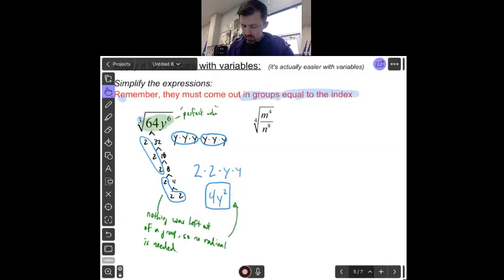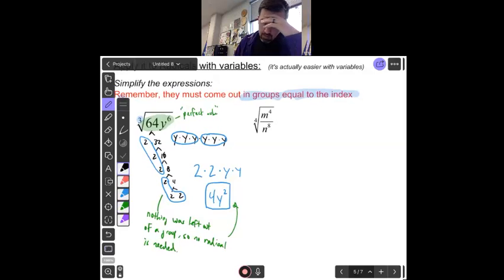Fraction ones, I see the weirdest mistake on here year after year, and I don't understand why. Sometimes I can kind of get why people make the mistake they do, but here I just don't understand. The fourth root of m to the fourth over n to the eighth. So, of course, m to the fourth is just m times m times m times m, and then I've got 8 n's on the bottom.